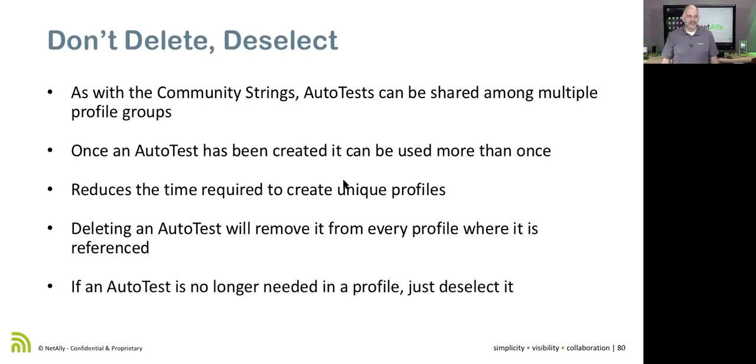Don't delete, deselect. As with our community strings, our auto tests are shared amongst multiple profile groups. So if you delete an auto test, it deletes it in every profile group where it's referenced. So it reduces the time required to create each one of those. If you create an auto test for a certain VLAN or a network that requires a static IP, you never have to remember what static IP you're supposed to use on that network again. All you have to do is select that profile. So if the auto test is no longer needed in a profile, just deselect it. And if you're absolutely sure you're never going to use that again, then go ahead and delete it.